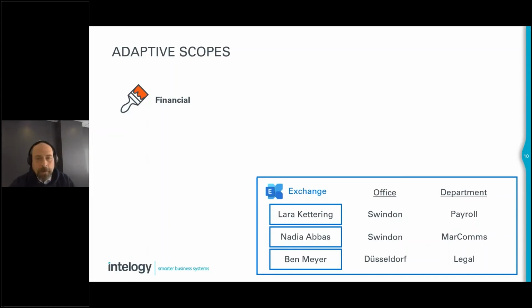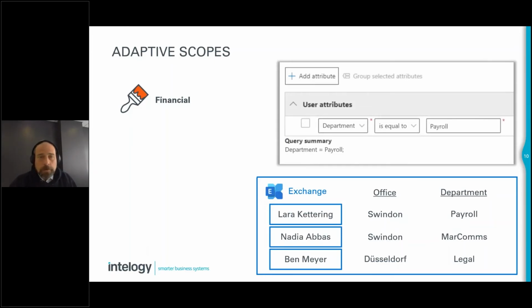Now, the reason I'm highlighting this is that when we're looking at Lara, we know she's in the Swindon office. We probably know the name of her line manager. We know that she's in the payroll team. And specifically, we can use this information to apply a retention policy, or a selection of retention labels if we wish. So what the adaptive scope is going to allow us to do is start defining rules for the application of the retention policy or the group of retention labels.